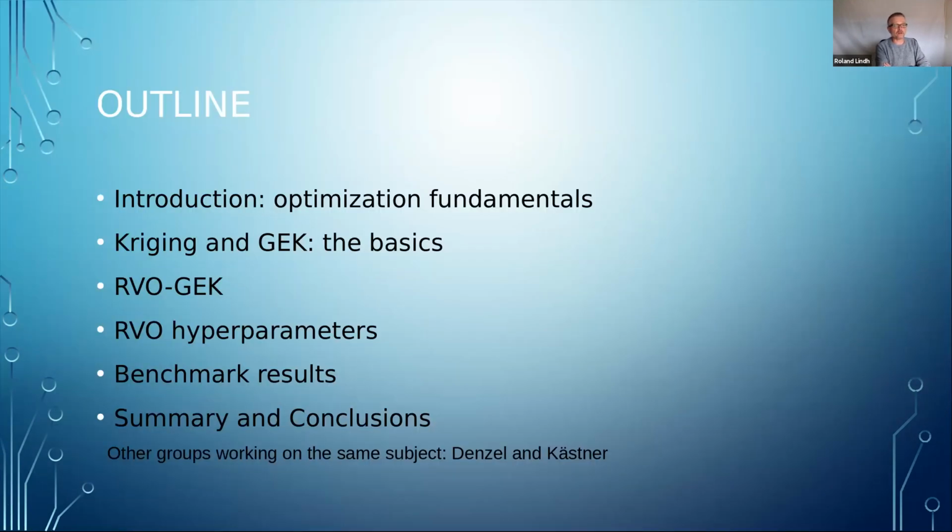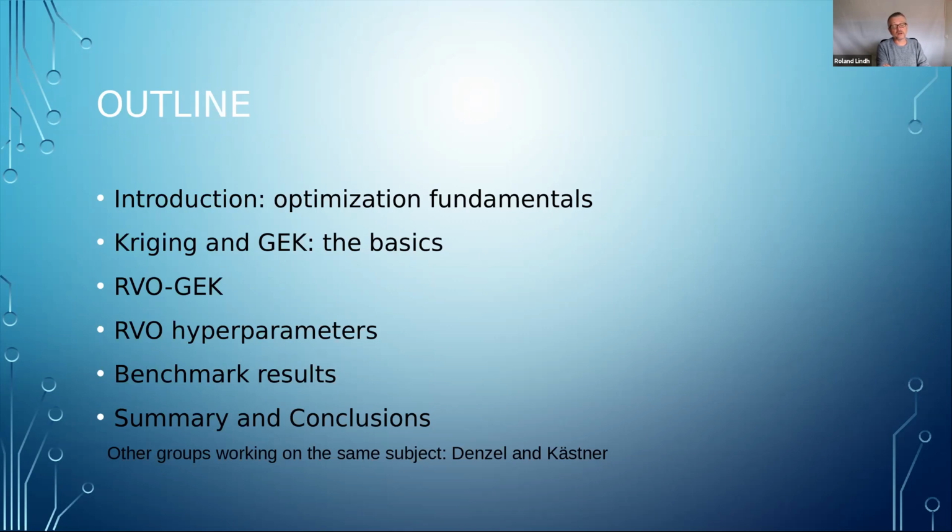I have an outline here. So first, I'm going to discuss some optimization fundamentals, how we do optimizations today, and what the limits are of that. And then I'm going to introduce the Kriging and the gradient-enhanced Kriging, some basics. I will not have time to dwell into all the details, but those of you who are interested, I suggest you go into the literature. Then we're going to use the gradient-enhanced Kriging to introduce something we called Restricted-Variance optimization procedure, which is a new way of doing restricted step optimizations.